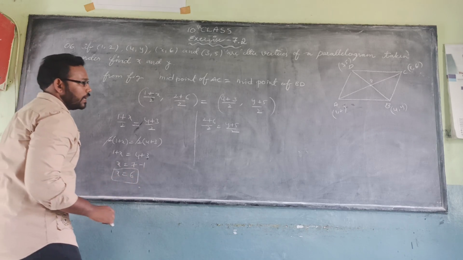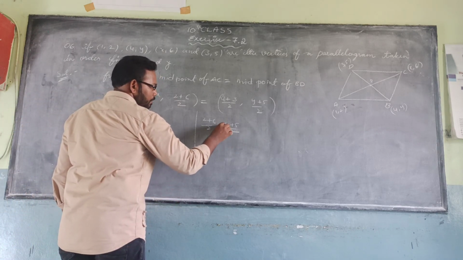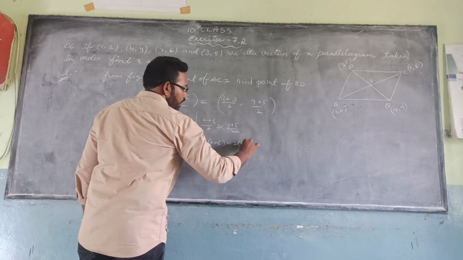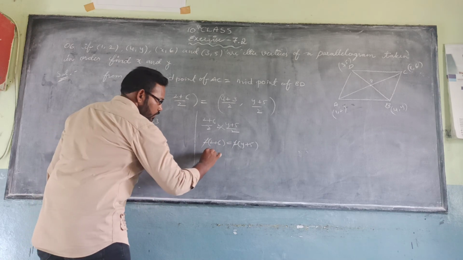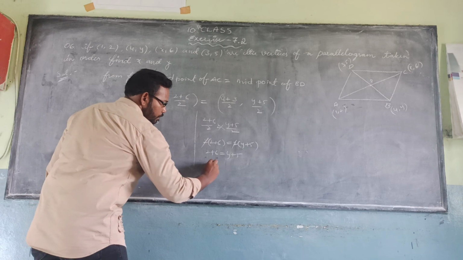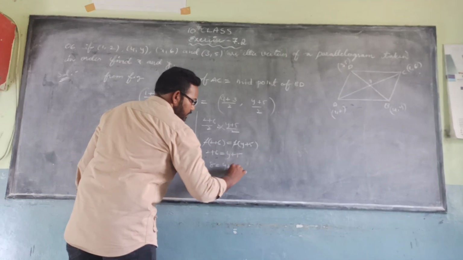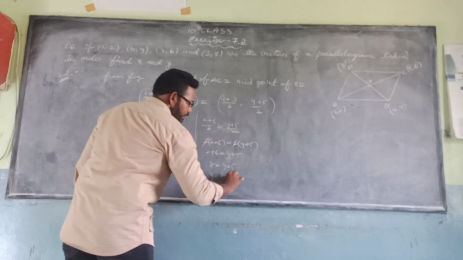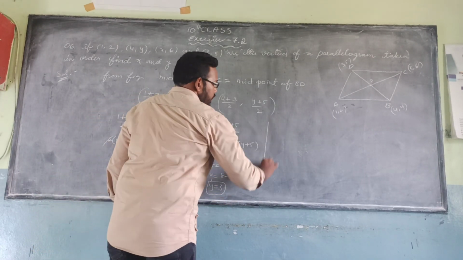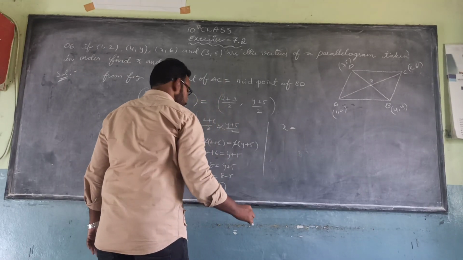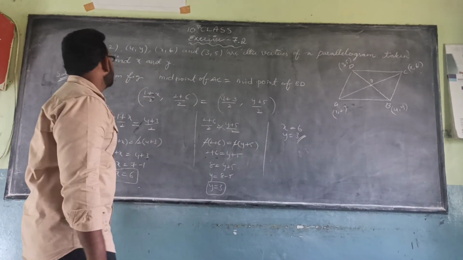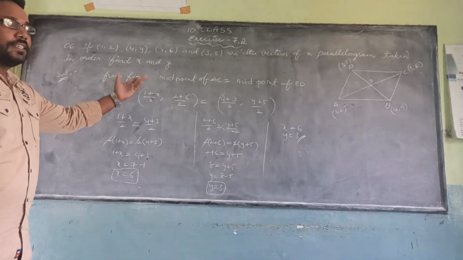This is the x. And if you do cross multiplication here, 2 into 2 plus 6 is equal to 2 into y plus 5. Here 2 cancels. 2 plus 6 is equal to y plus 5. 2 plus 6 gives you 8, which is equal to y plus 5. So y is equal to 8 minus 5, which gives you y is equal to 3. So here x is equal to 6 and y is equal to 3. So these are the required values for x and y. That's it.